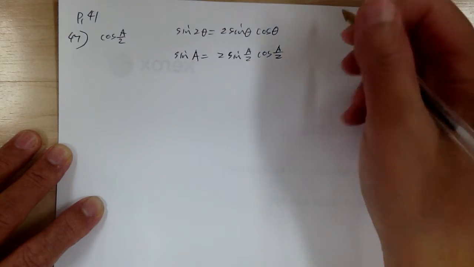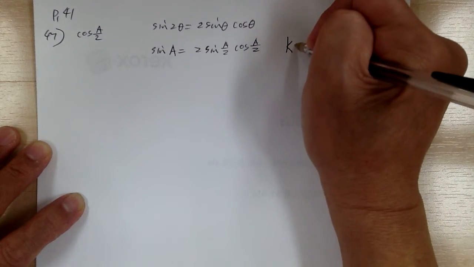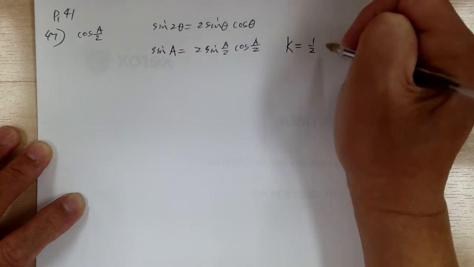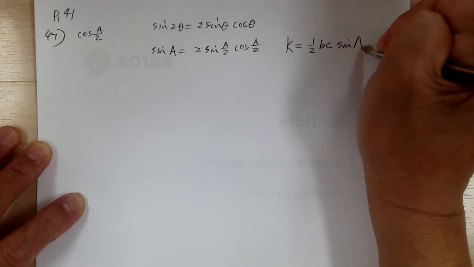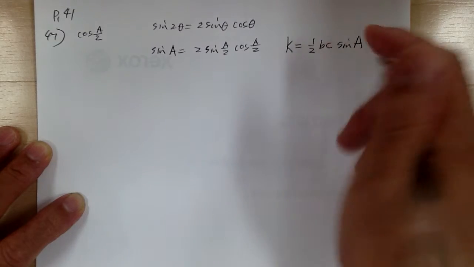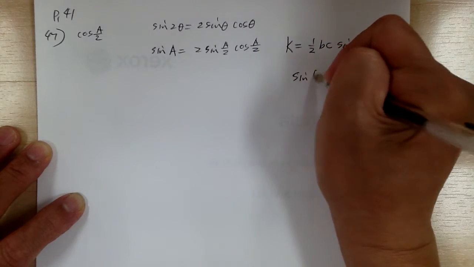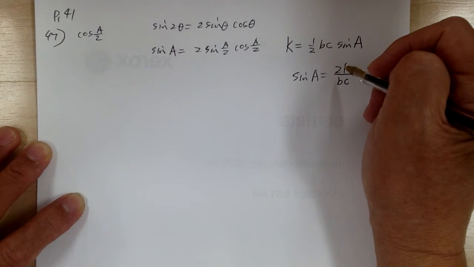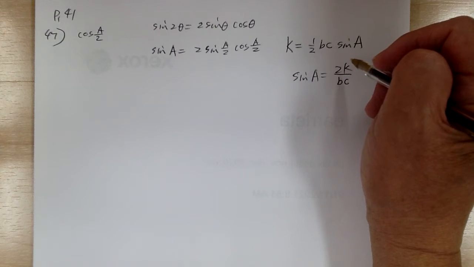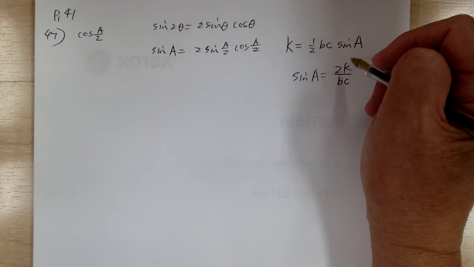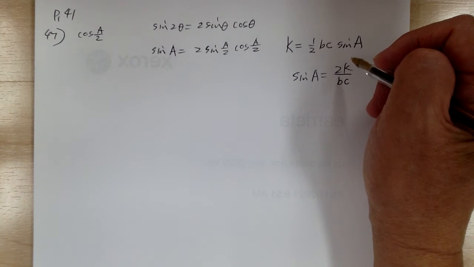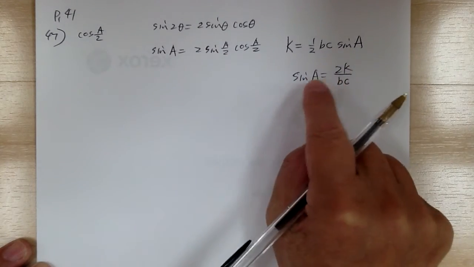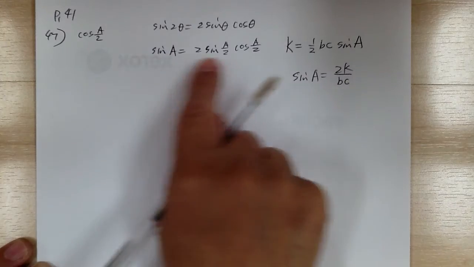And also from the area formula, the area of a triangle is 1/2 AB sine theta, and so it equals 1/2 BC sine of A. Moving things around, sine A equals 2k over BC. What we're going to do is substitute it into here.